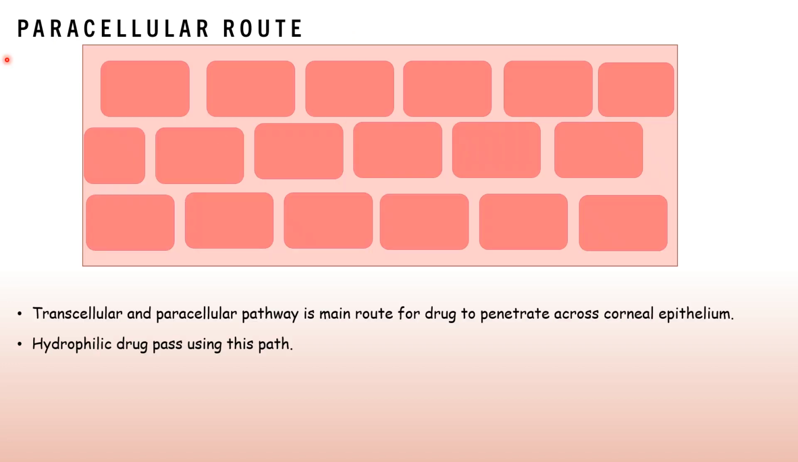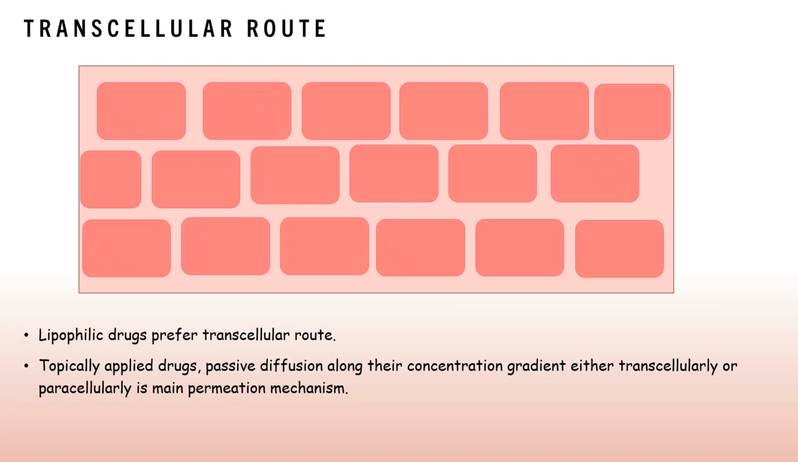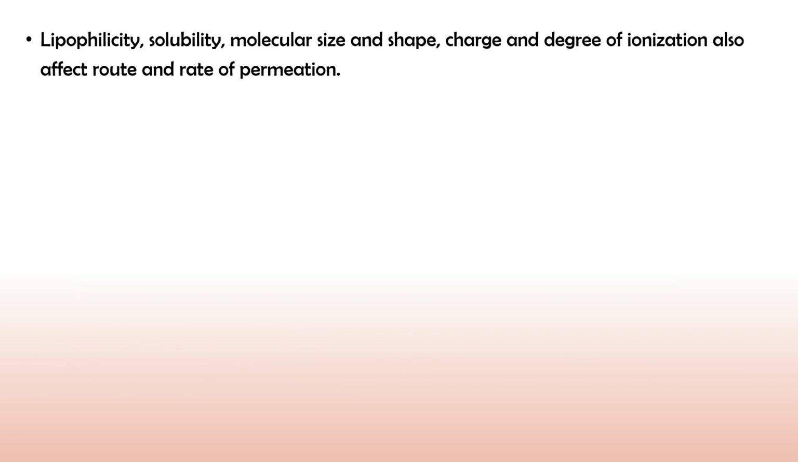So basically this paracellular route is used by hydrophilic drugs to move. Suppose this is a hydrophilic drug, it will move through the paracellular pathway like this. The transcellular route is utilized by lipophilic drugs, so this drug will move transcellularly. Topically applied drugs diffuse against the concentration gradient either transcellularly or paracellularly. So this is the main permeation mechanism.